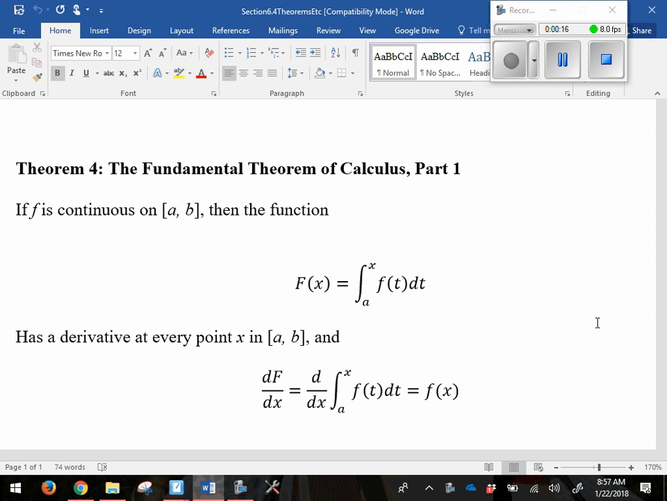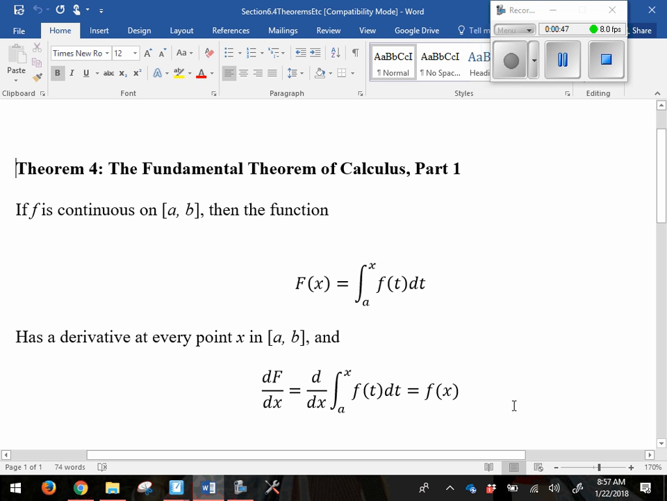interval [a, b], then the function capital F of x is equal to the integral from a to x of f of t dt, then that function has a derivative at every point x in that closed interval a to b, and the derivative of capital F with respect to x is equal to d by dx of the integral from a to x of f of t dt, and that's going to be equal to little f of x. So this basically gives us the relationship between derivatives and integrals.